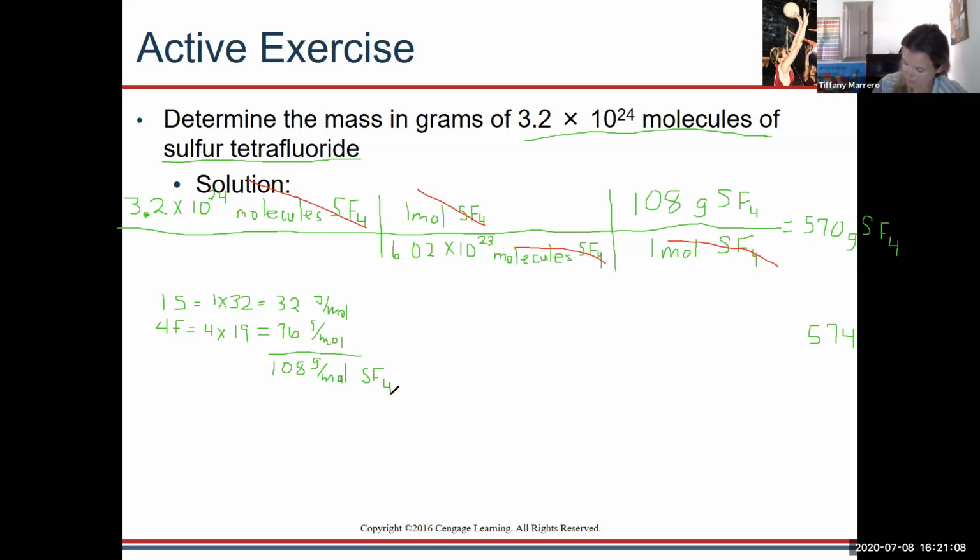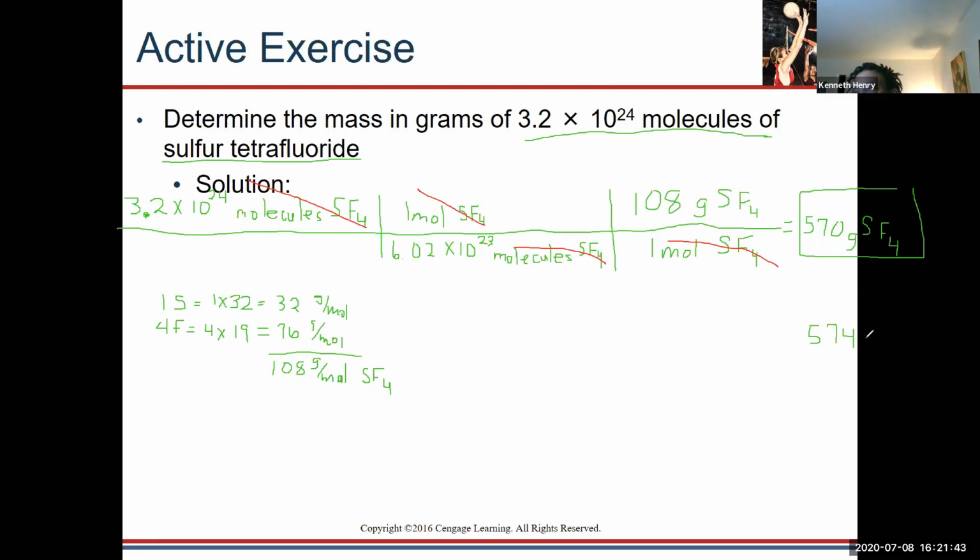Dr. Henry, so the final answer is 570 grams, SFO? Yep, that will be the final answer. We're not approximating anything. No sig fig, sorry. That's already including our sig figs. That's with sig figs. So if we didn't use sig figs, it would be 574. I'm sorry, 570 would be the correct answer after sig figs. 574 grams would be before you've done the sig figs. Right? Does that answer your question? Yes. Thank you. You're welcome.